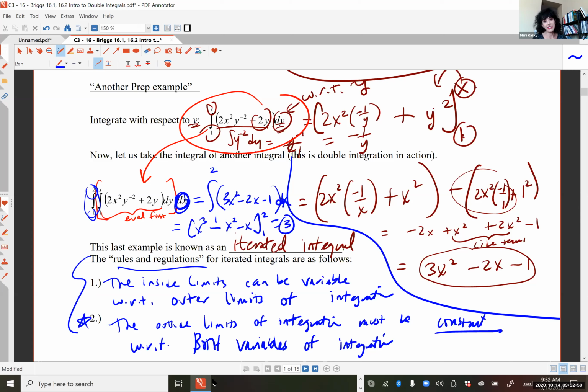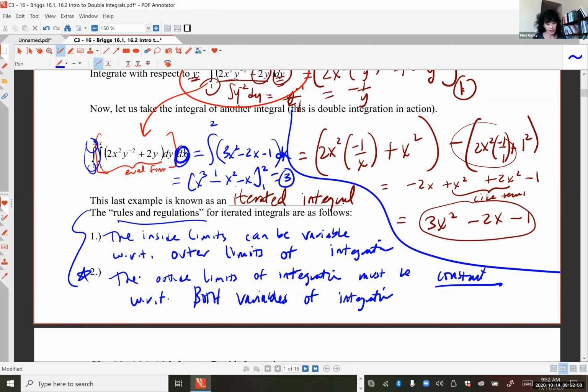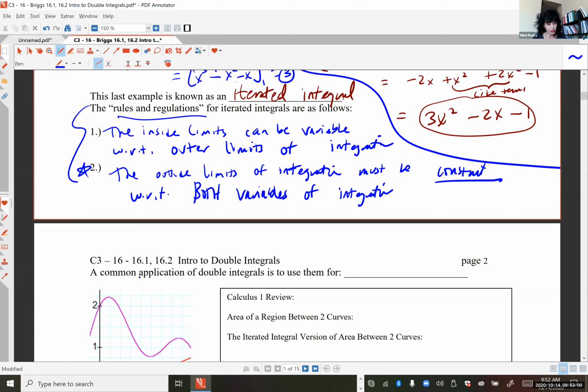So the answer to that is take the rest of this semester. Take the class, because we're going to use double integrals for a lot of stuff, okay? Yeah, I could go on. There's a whole list of things we're going to use it for. But let's start off easy.